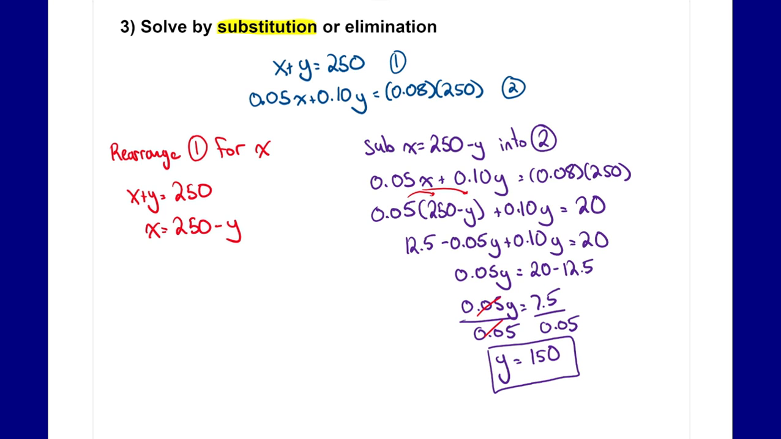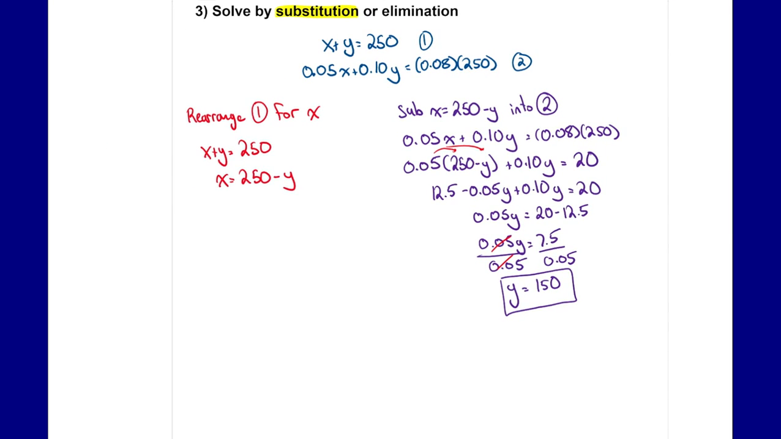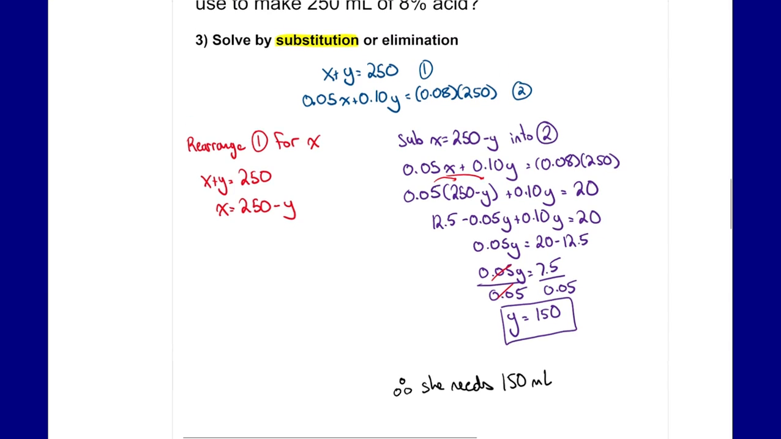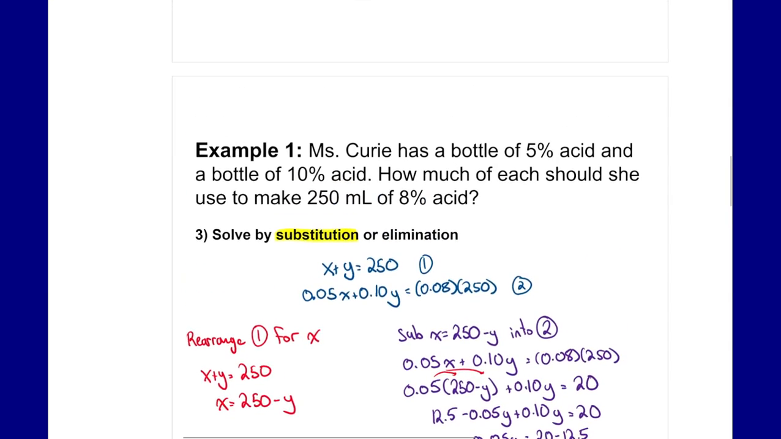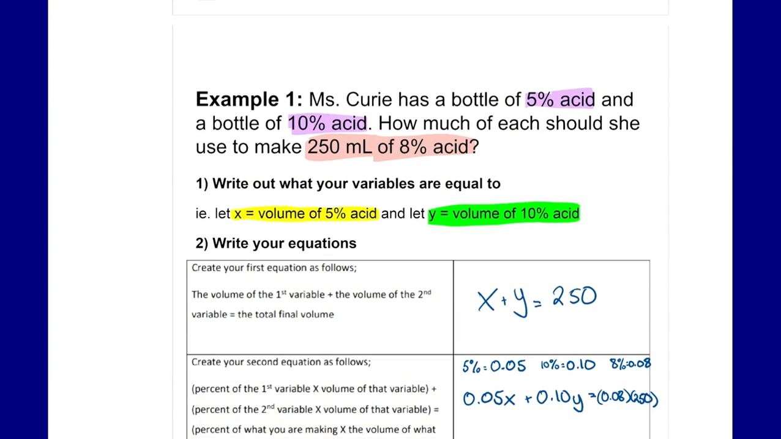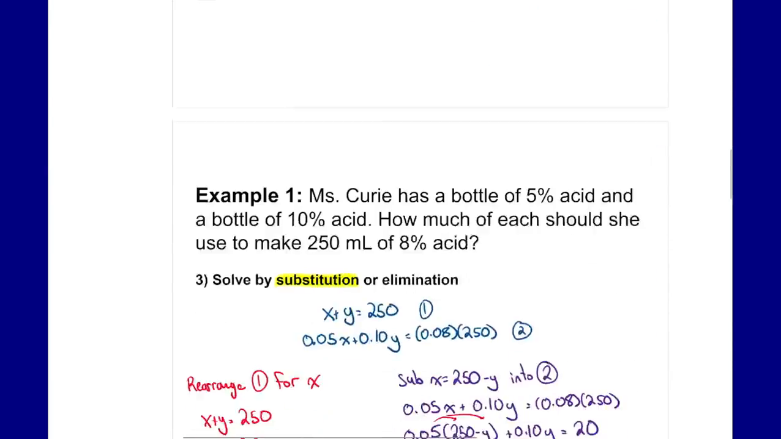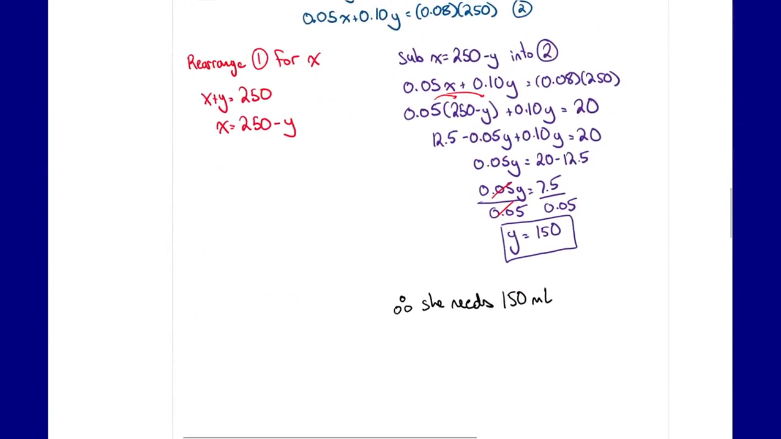So now that I've solved for y, I know part of my answer, right? So I can say, therefore, she needs 150 milliliters of, and if we go all the way back, y represented the volume of 10% acid. So she needs 150 milliliters of 10%.